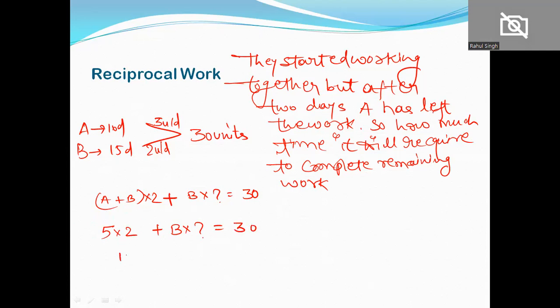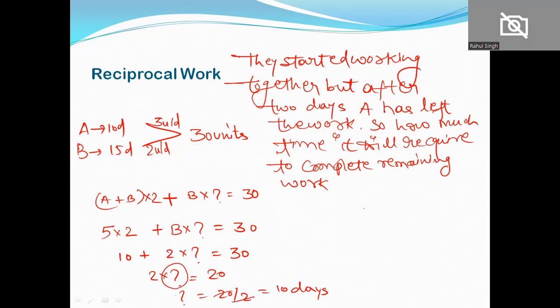So 10 plus, B can do 2 units of work in 1 day. So 30, so subtracting 10, how much is left? 20. So we know what is going to come here now. We will get 20 divided by 2, 10 days. So B will take 10 more days to complete the remaining work, but the entire work got completed in 12 days.